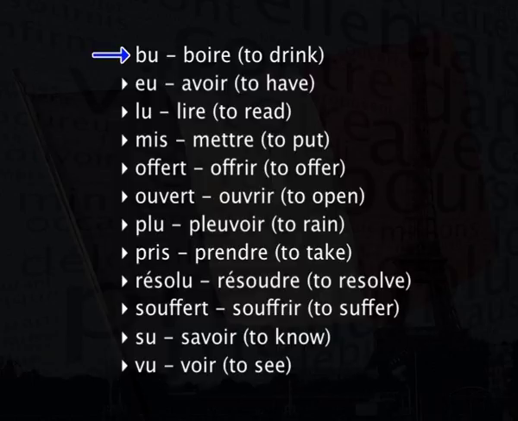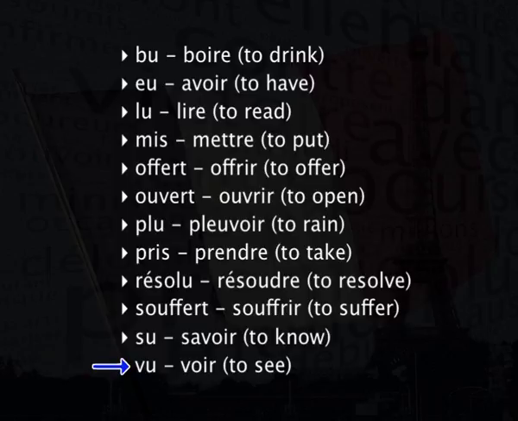These past participles belong to some of the most frequently used third group verbs: bu, boire, to drink; eu, avoir, to have; lu, lire, to read; mis, mettre, to put; offert, offrir, to offer; ouvert, ouvrir, to open; plu, pleuvoir, to rain; pris, prendre, to take; résolu, résoudre, to resolve; souffert, souffrir, to suffer; su, savoir, to know; and vu, voir, to see.